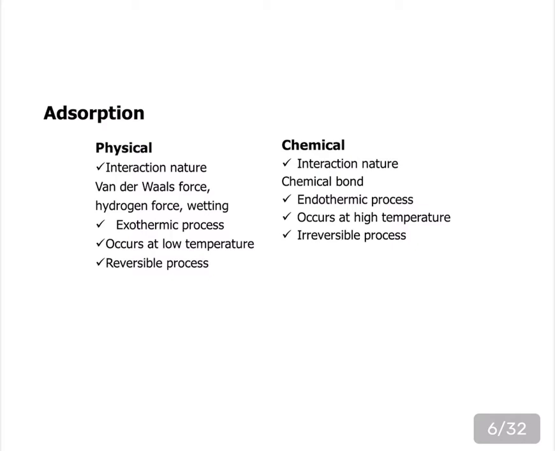When chemical adsorption happens, the adsorbate is kept at the adsorbent surface by a chemical bond. So a chemical reaction happens between adsorbate and adsorbent. It is an endothermic and irreversible process. That's why it is favored by high temperature.